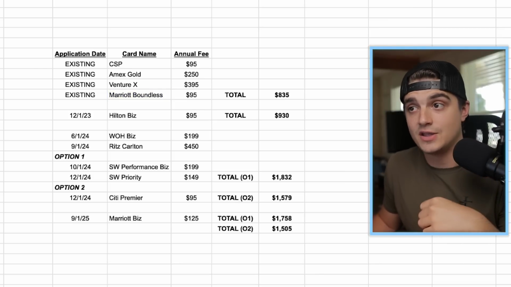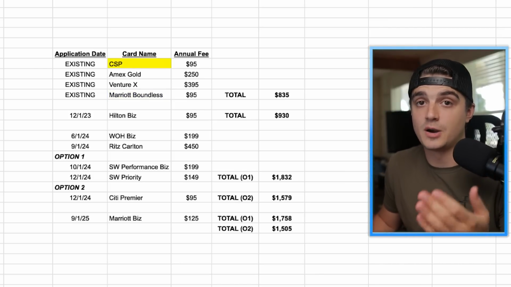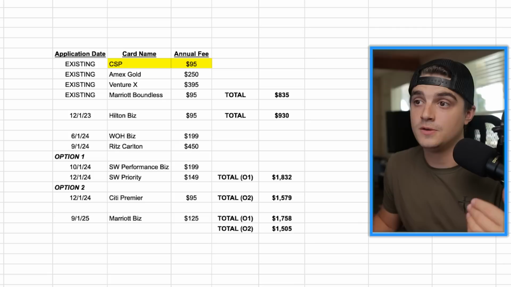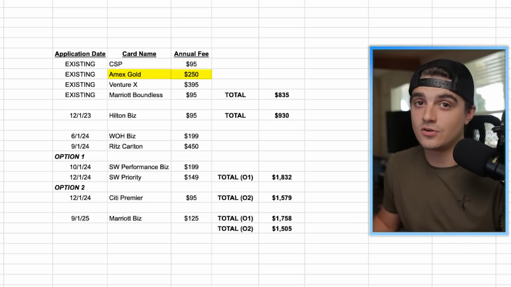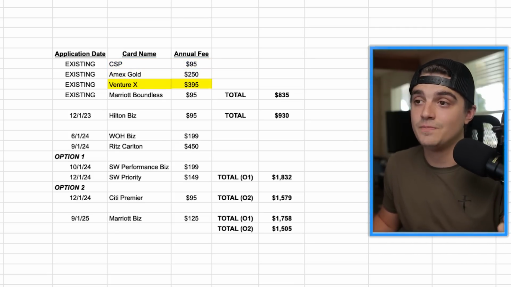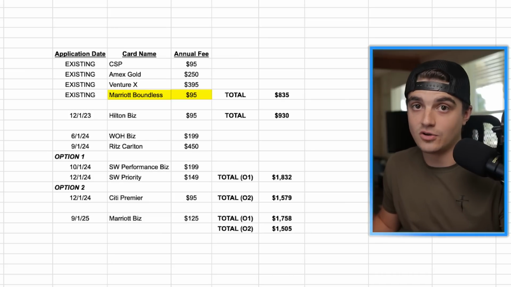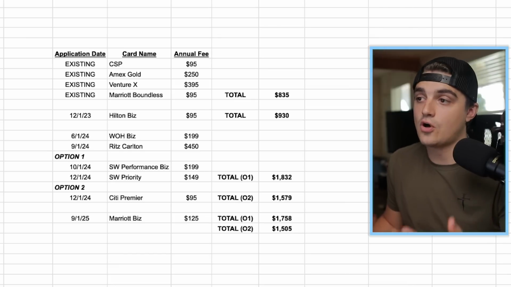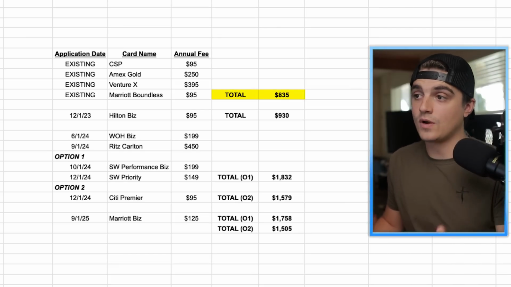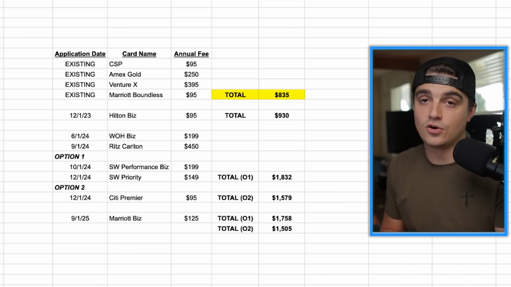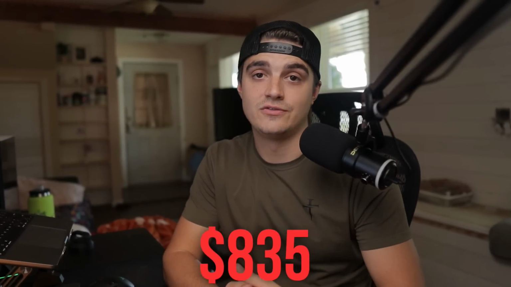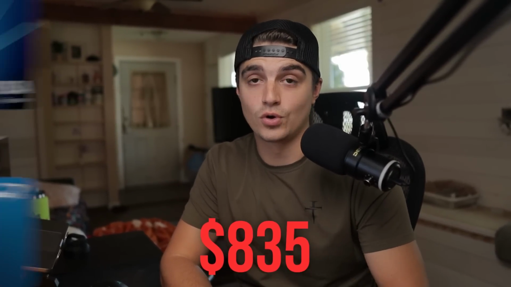And the 4 cards that have annual fees on them are my Chase Sapphire Preferred with a $95 annual fee, my Amex Gold card with a $250 annual fee, my Capital One Venture X with a $395 annual fee, and the new Marriott Boundless card with a $95 annual fee. So I went ahead and added in this total right here so you know what I've been paying in annual fees for these cards over the last year or so. And that comes out to a grand total of $835 that I'm paying to hold these 4 cards every single year.